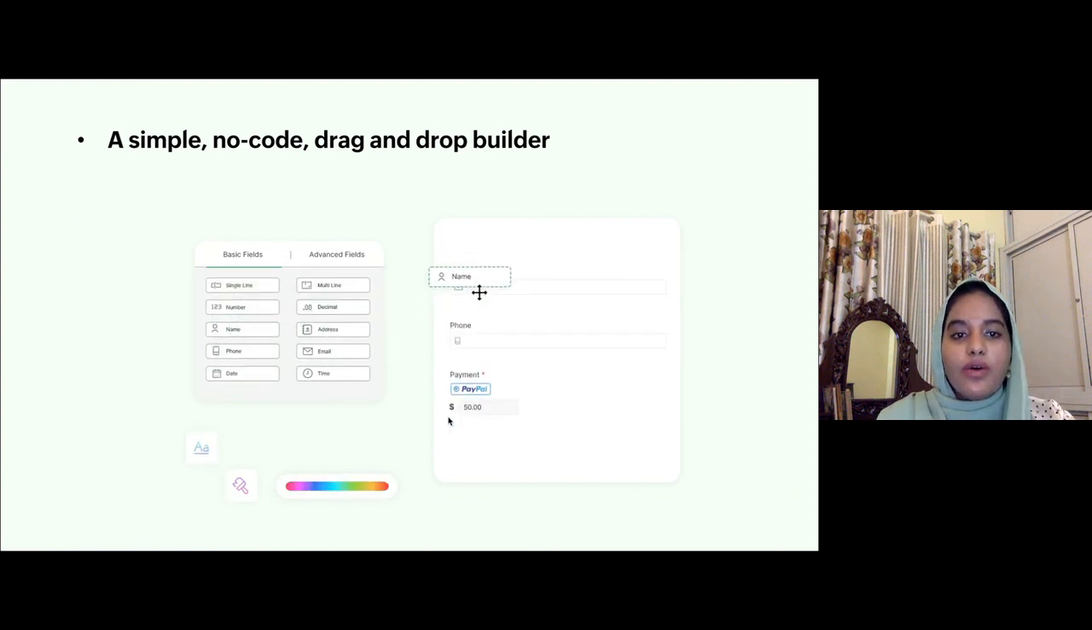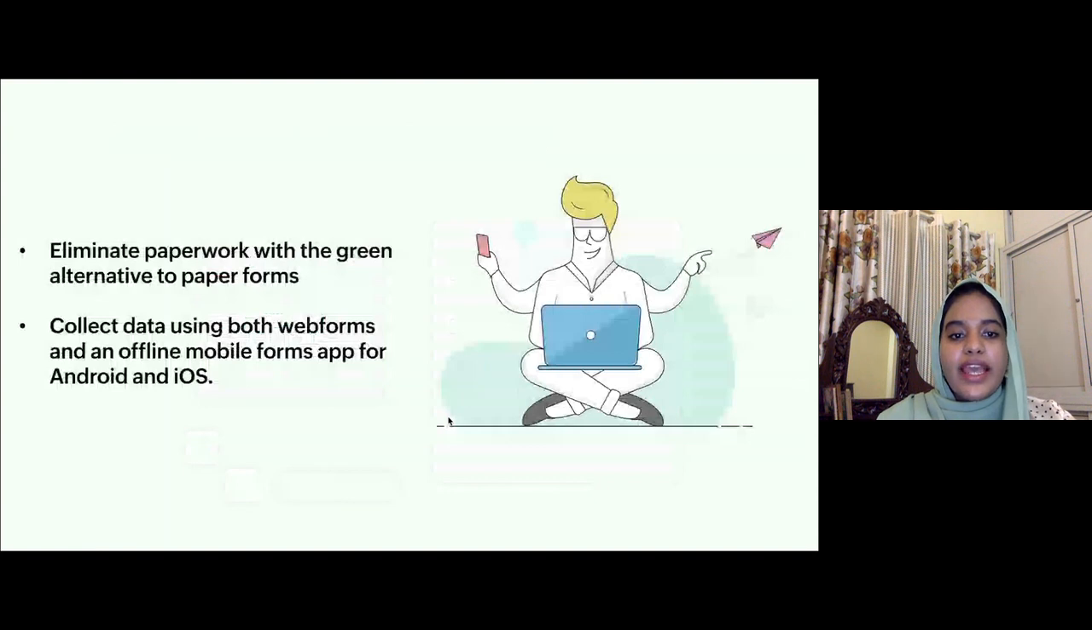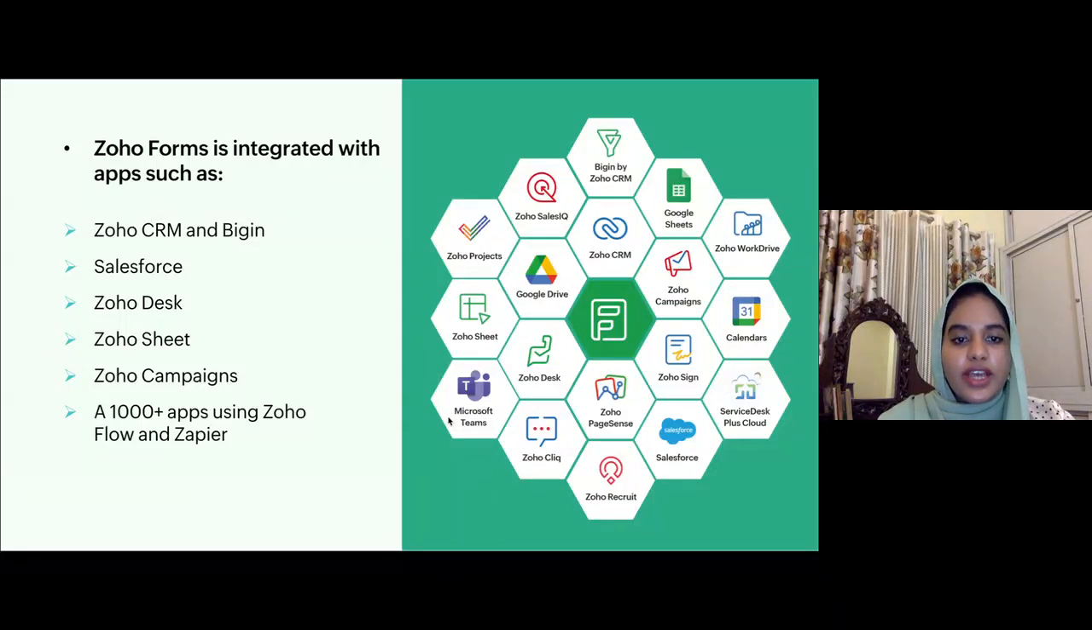Zoho Forms is a simple no-code online form builder that helps businesses with collecting and collating data using both web forms and an offline mobile forms app for Android and iOS. With Zoho Forms, you can eliminate a lot of paperwork and automate many workflows very easily. It is an easy and intuitive front-end data collection tool that collects data and allows you to transfer that data to many back-end apps via useful integrations such as integrations with Zoho CRM and Bigin, Salesforce, Zoho Desk, Zoho Sheet, and Zoho Campaigns. With these integrations, you can easily collaborate with your teams, analyze the data present, and make further decisions.